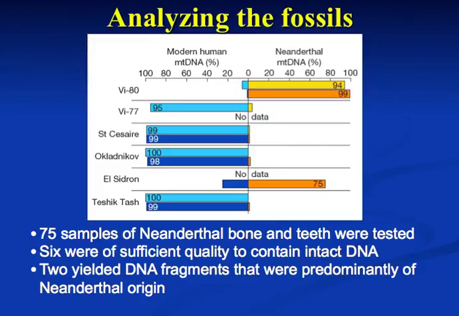They took 75 samples from Neanderthal bone and teeth, and from those 75, 6 contained enough intact DNA that they could get DNA sequence, and of those 6, only 2 yielded DNA fragments that were predominantly Neanderthal. And they determined this by comparing it to modern human DNA. There were similarities, obviously, but differences. And so the 2 samples that they were able to use to get useful information was one called VI80 that came from Eastern Europe, and then El Sidron from Israel.